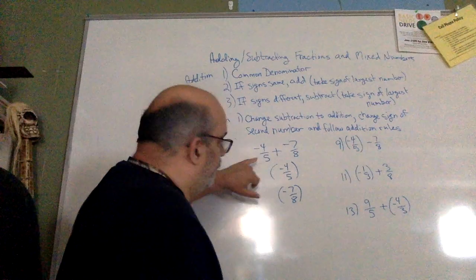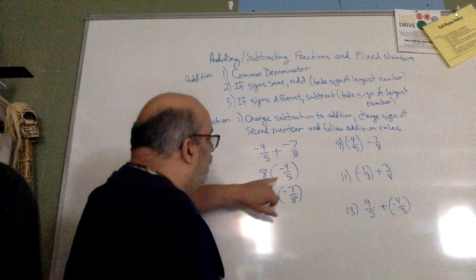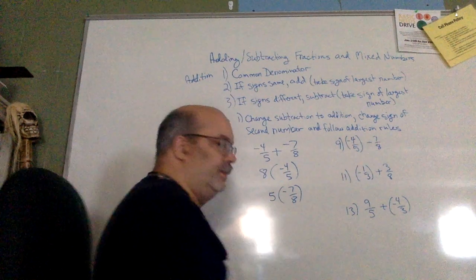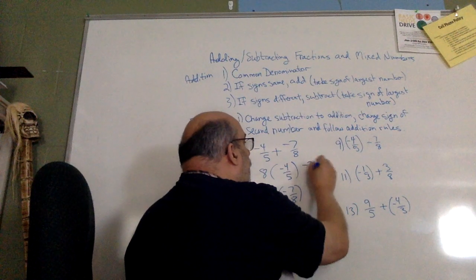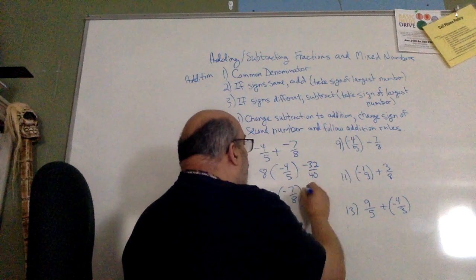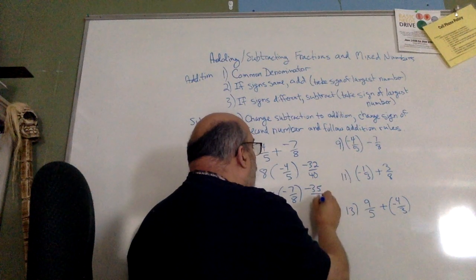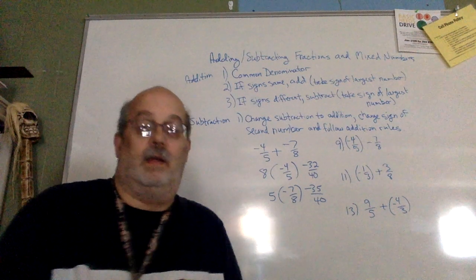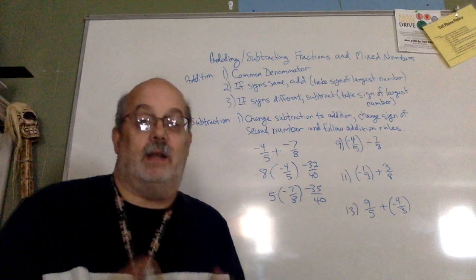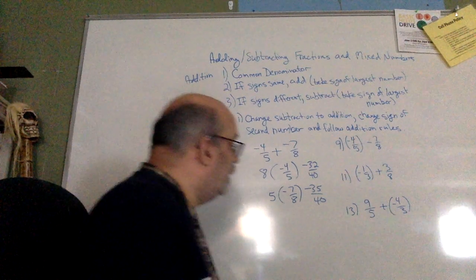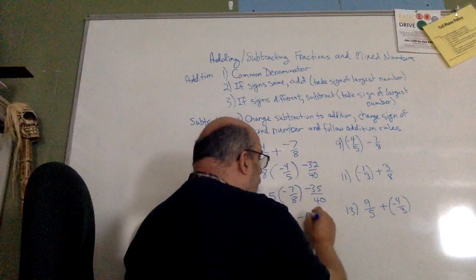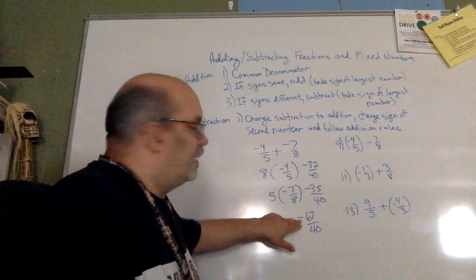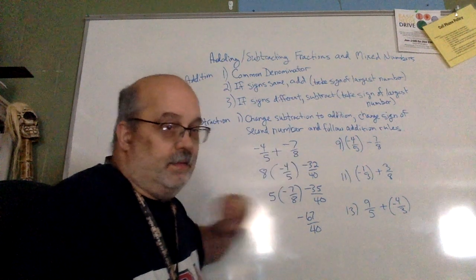The bottom is an 8, so we multiply the top fraction by 8. The top is a 5, so we multiply the bottom fraction by 5. So we get negative 32 over 40 and negative 35 over 40. They have the same sign, so we're going to add them together and get negative 67 over 40. The sign is negative because they're both negative.